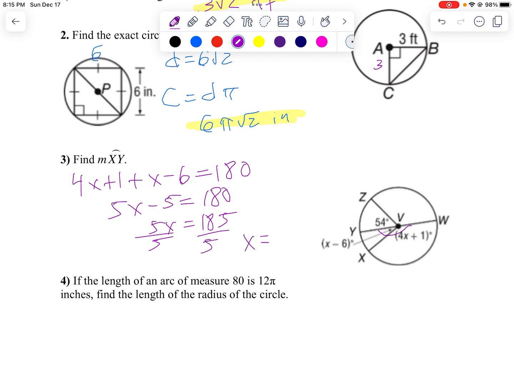And if we take 185 divided by 5, we get 37. I don't want 37. I want the measure of xy. Well, the measure of arc xy then is going to be 37 minus 6. And I combine those two quickly. 37 minus 6. So x to y would be 31 degrees, the same as the central angle.